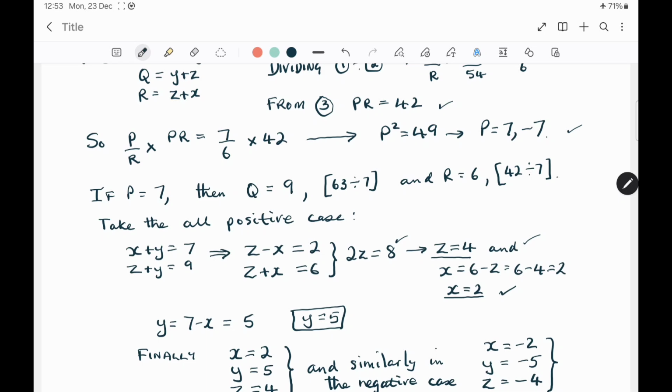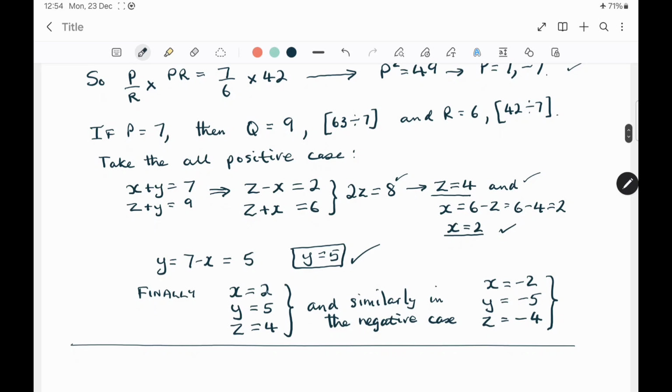And finally, Q is equal to y plus z. So x plus y is 7, y is 7 minus x, which is 7 minus 2, and so y is 5. So finally what we've got is x is 2, y is 5, and z is 4. That's that bit there. And similarly, in the negative case, x will equal minus 2, y is minus 5, z is minus 4.